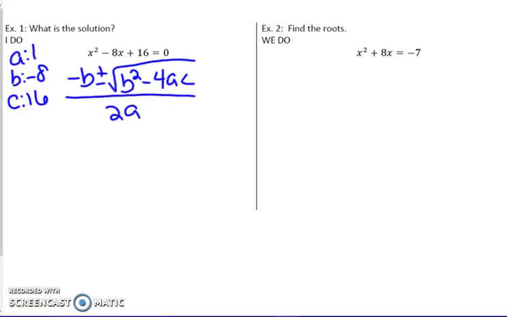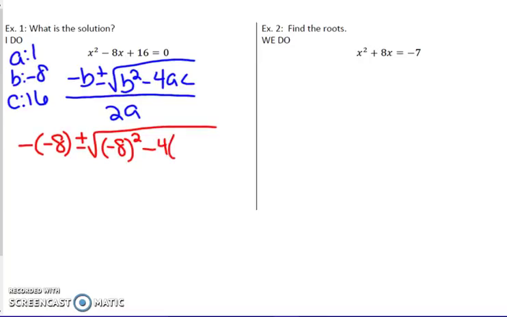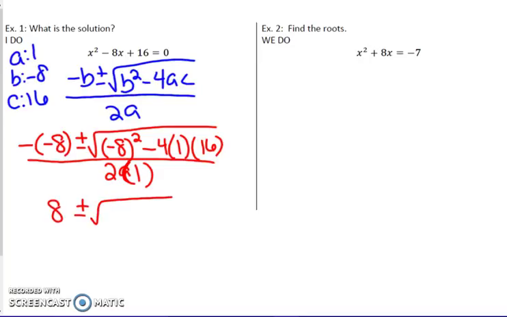So if I use my numbers from this problem, b is negative 8, well it's a negative, so it becomes negative 8 plus or minus the square root. b is still negative 8 squared, minus 4, a is 1, c is 16, all over 2 times 1. Now from here, it's just a matter of simplifying. Negative 8 makes a positive 8 there, plus or minus, well 8 squared is 64, minus 4 times 1 times 16 gives me 64, and 2 times 1 is 2.